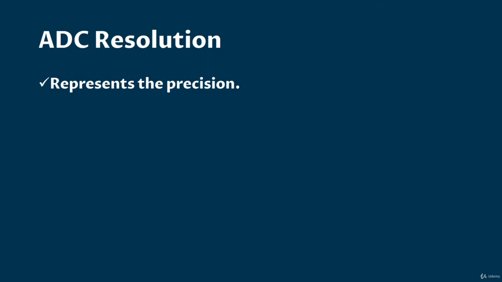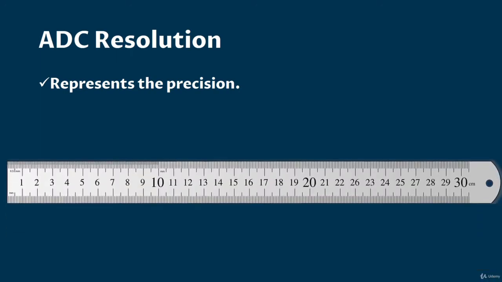Now come to resolution. To understand what is resolution, I'll give you an example. What is this? This is a 30 centimeter scale. If you look at this image carefully, you'll find that the minimum division in this scale is 1 mm. So there are clearly 300 divisions. Now, I have a 30 centimeter scale, let me denote it as scale 1, which has 300 divisions.